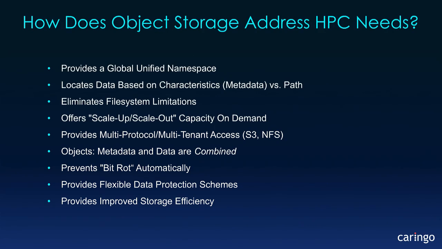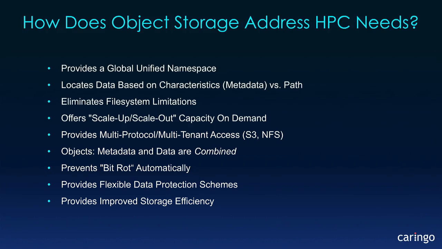So how does object storage address those needs? First and foremost, it provides a global unified namespace. Now, what does that mean? That means that you can access this data, be it through a Swarm NFS connector, for example, in our product. You can access it with an NFS endpoint. You can access it with RESTful API calls, such as native calls using our API. You can access it with Amazon S3. You can access it with SMB and so on.